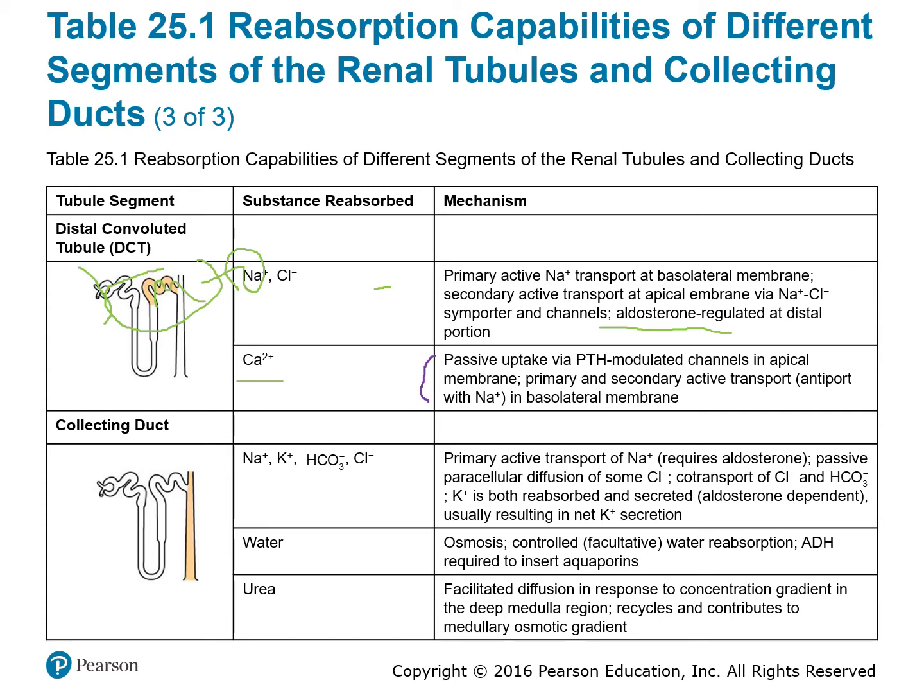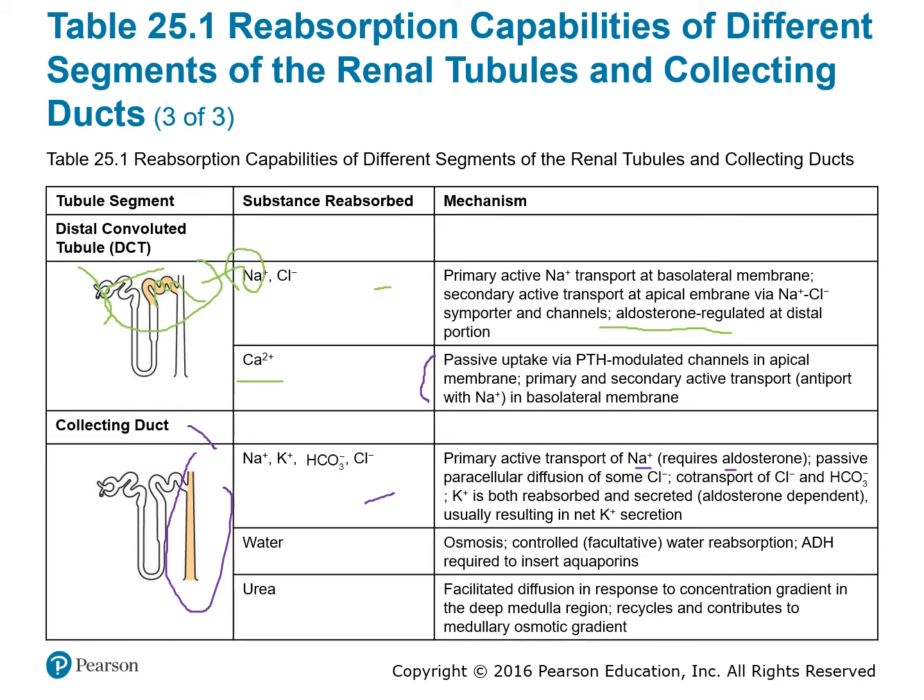All right, so our collecting duct over here. You can see it right here. We're looking at sodium, potassium, bicarb, chloride, water, urea. The first 4, sodium, potassium, bicarb, and chloride: primary active transport of sodium. So again, this is requiring aldosterone. Aldosterone and sodium go together always here.